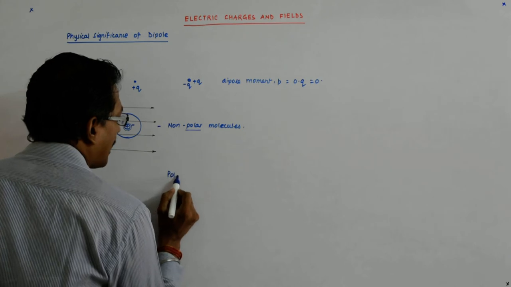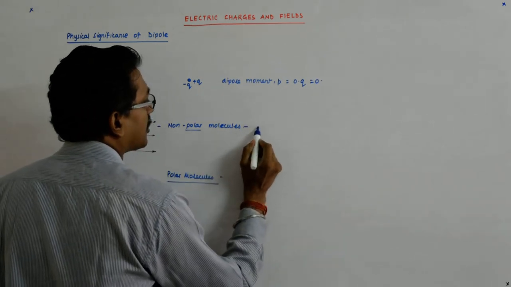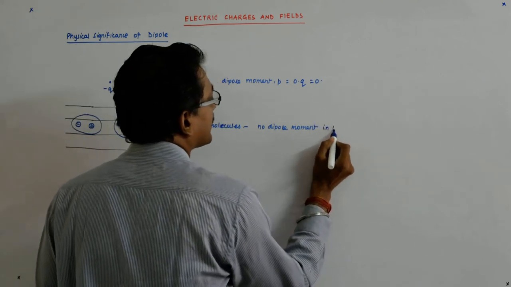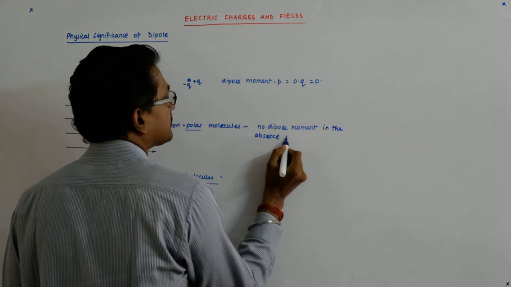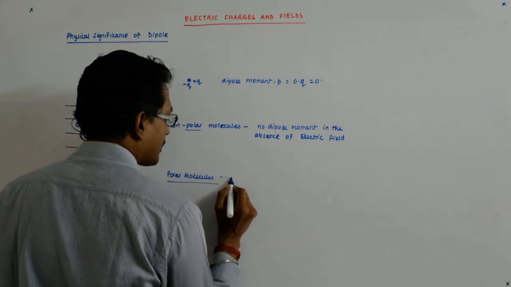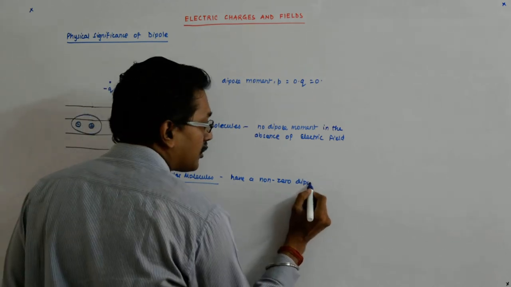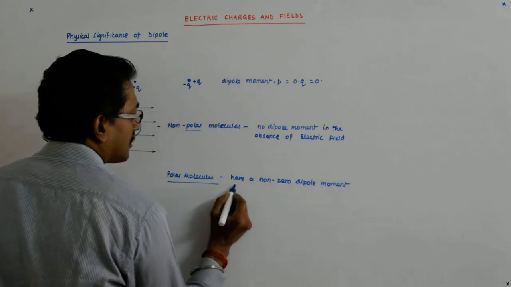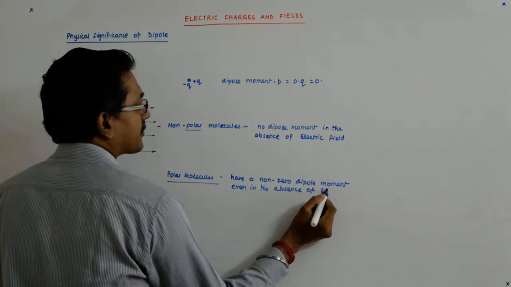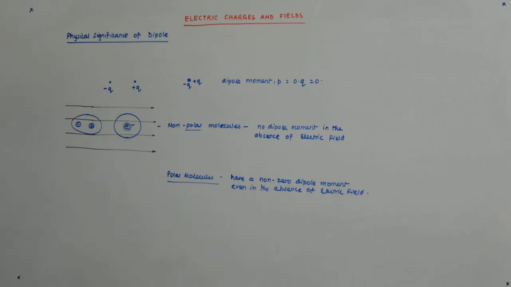In contrast to this, there are polar molecules. Non-polar molecules have no dipole moment in the absence of electric field. Polar molecules are those which have a non-zero dipole moment even in the absence of electric field.